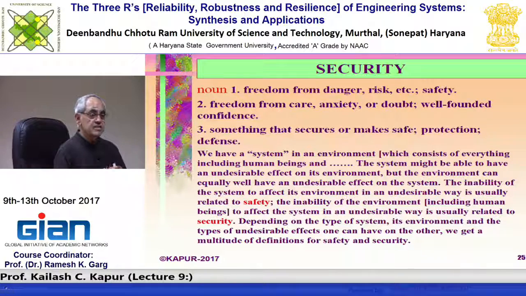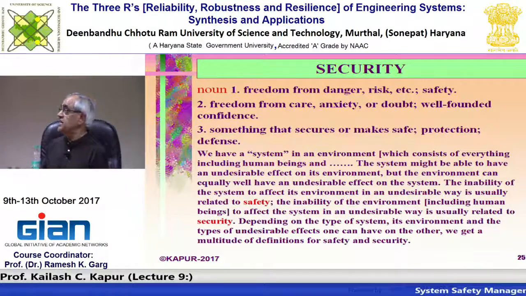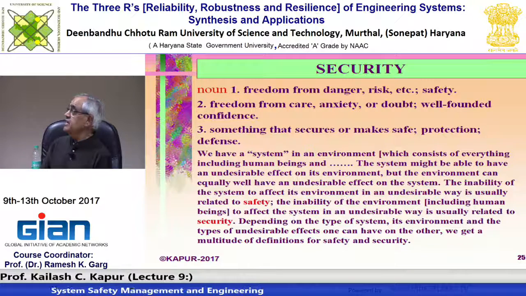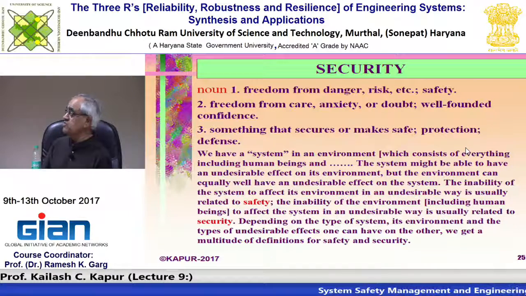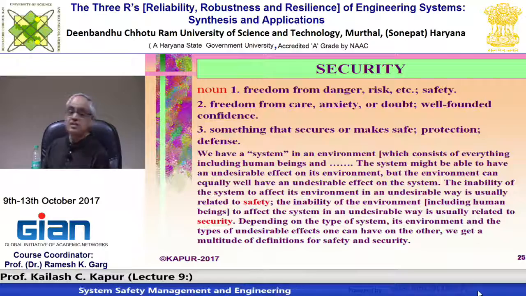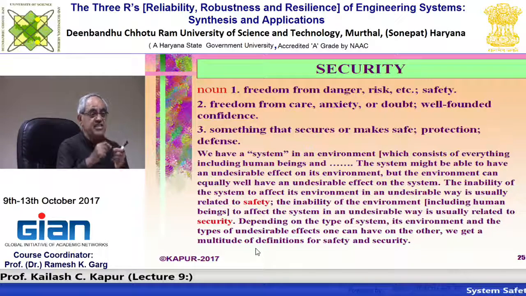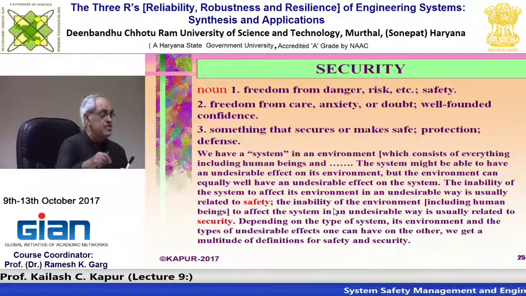Okay. Some people say that you have to look at a system. So they say that we have a system in an environment, which consists of everything, human beings, and the system might be able to have an undesirable effect on the environment, but the environment can also have an undesirable effect on the system. So the key difference is safety is an engineering characteristic because I design it for safety, right?